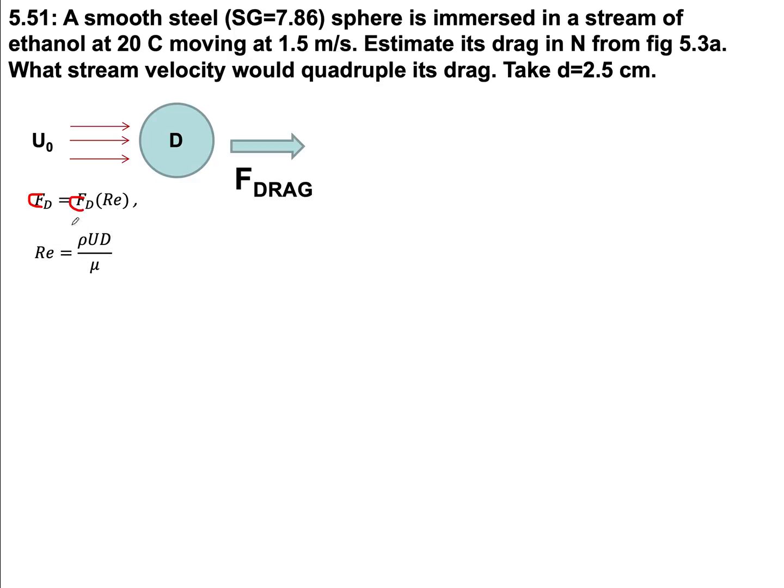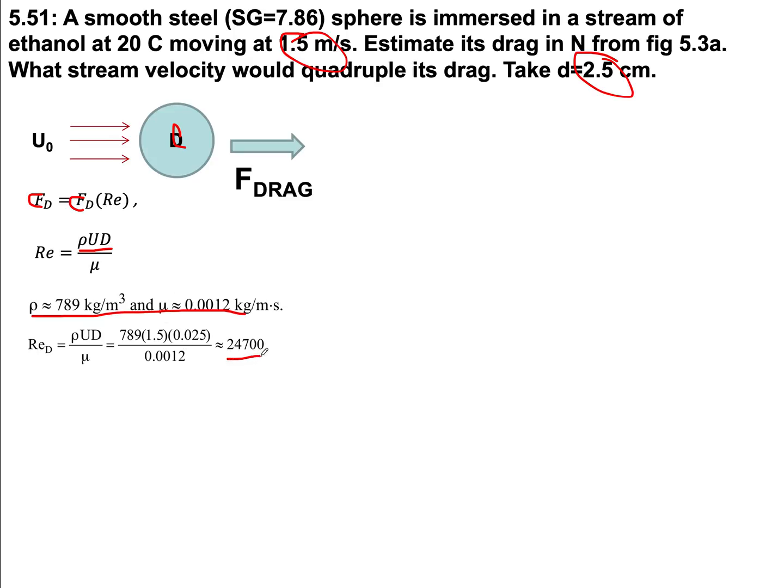With Reynolds number being, as we have defined it before, so for you to find the drag coefficient from which we can get the drag force, you really need to know what the Reynolds number is. So we can compute the Reynolds number if we know what the flow properties are, density, viscosity. So we have those for ethanol. And we know that the flow velocity is 1.5 meters per second. And we also know the diameter of the sphere. So you plug them in, you get a Reynolds number of 25,000.